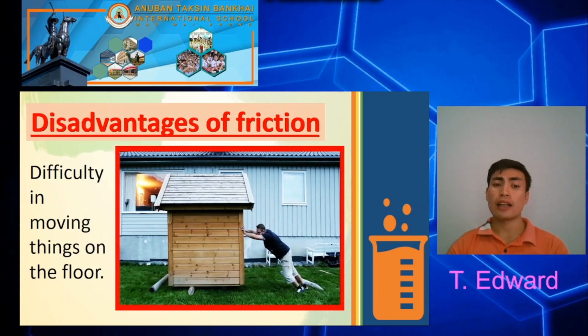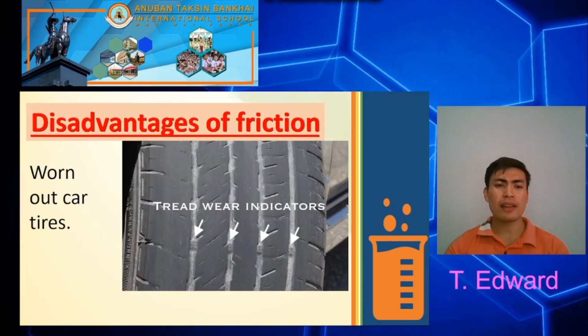Okay? Another example of the disadvantages of friction is we have difficulty moving things on the floor. We cannot move things on the floor. That's why the man you can see in the picture actually put some rollers under it so that it will roll and the friction will become low and you can push it easily.